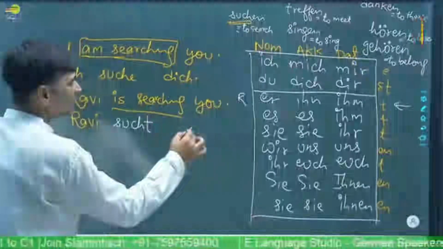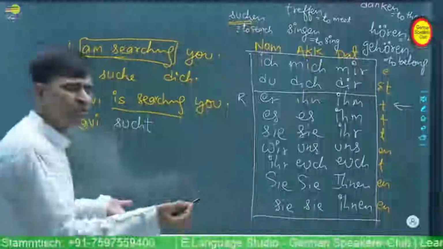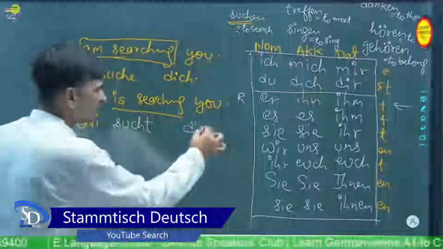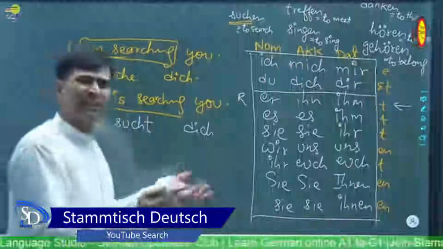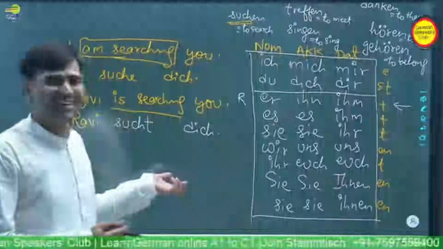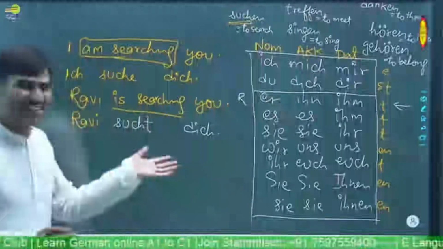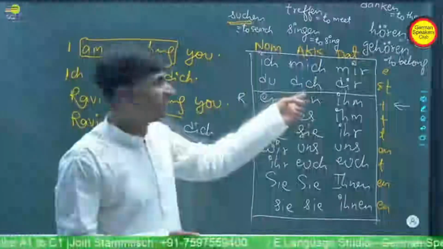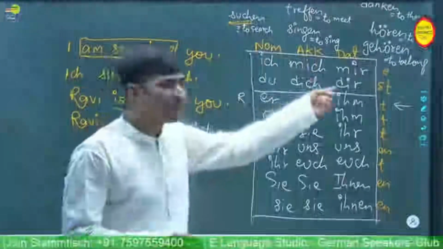So Ravi, as an ending it should be T, because Ravi is "er", he is masculine. So Ravi, Dinesh, Suresh, they are all going to fall in the category of T. It's not "ich", right? So with "ich" you use E, but with "er" he is masculine, so you would put T.